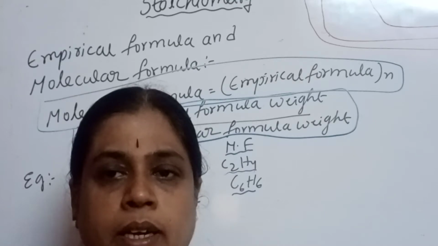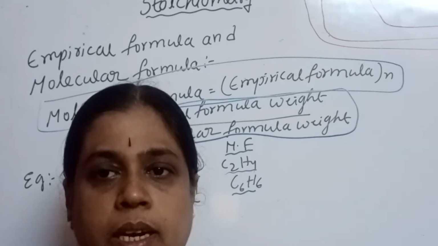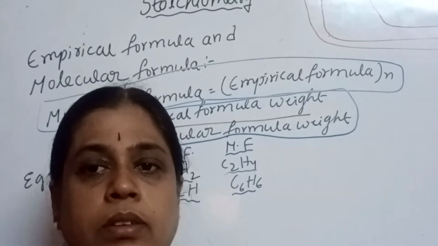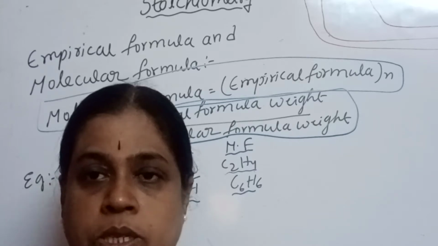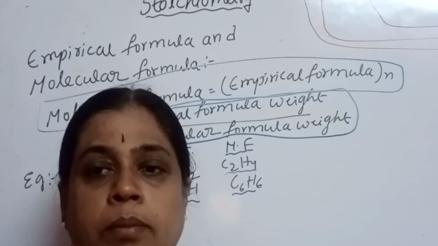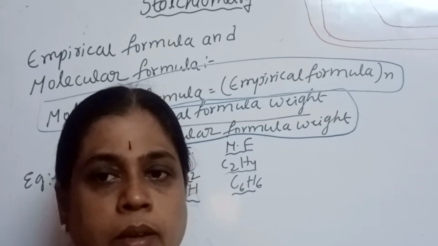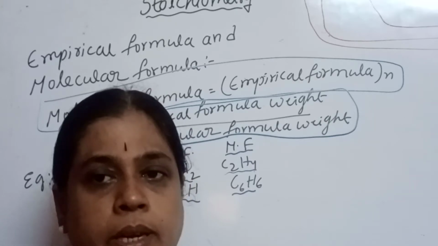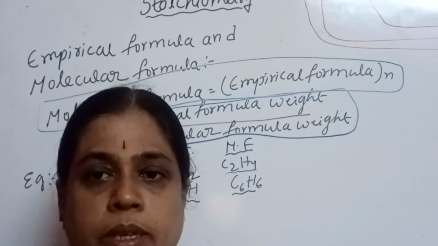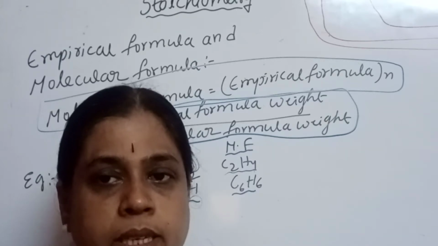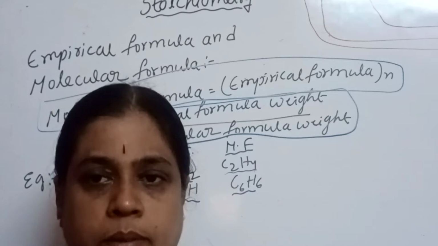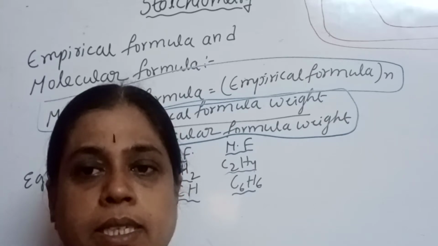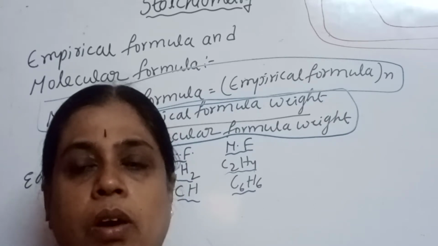Before going to that, at least you have to know what an empirical formula is and what a molecular formula is. So empirical formula means what? The simplest whole number ratio that indicates the number of atoms present in a molecule, not the exact number, is called the empirical formula. Molecular formula means what? The formula which represents the exact number of atoms present in a molecule is called the molecular formula. So that is the difference between empirical formula and molecular formula.